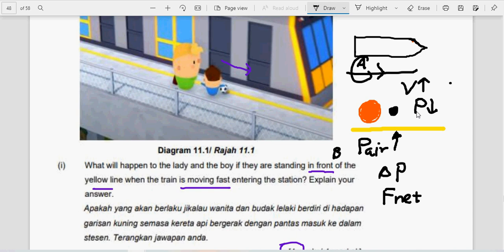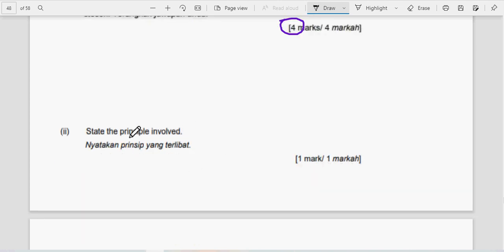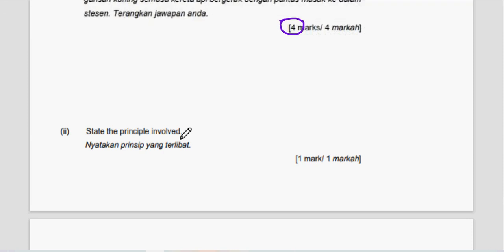Velocity at point A is higher, so pressure at point A will be lower. And then point B, atmospheric pressure. Here will be atmospheric pressure lah. Can put PATM. Higher, right? So there will be difference in pressure, and the lady and the boy, okay, might be pushed forward. Okay, so 4 marks. And the last question is the name of the principle. So this is Bernoulli's principle. Remember that. Okay, remember Bernoulli's principle.